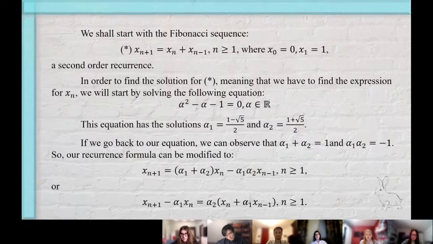We shall start with the Fibonacci sequence, which is x n plus 1 equal to x n plus x n minus 1 for n greater or equal than 1, which is a second order recurrence. In order to find a solution for our Fibonacci sequence, we will start by solving the following equation: alpha squared minus alpha minus 1 is equal to 0. The equation has the solutions alpha 1 and alpha 2. And if we go back to our equation, we can observe that alpha 1 plus alpha 2 is equal to 1, and alpha 1 multiplied by alpha 2 is equal to minus 1. So our recurrence formula can be modified to what is now shown on the screen.